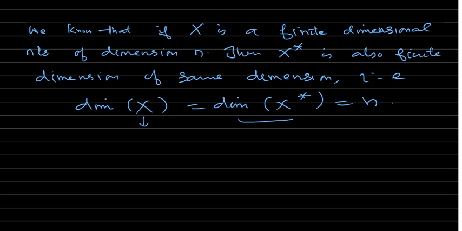In particular, infinite के केस में आपके पास choices हैं. One choice is countable infinite, and the second choice is uncountable. तो first, if x has a countable basis, क्या x star की भी countable basis होगी? Yes. Any idea?